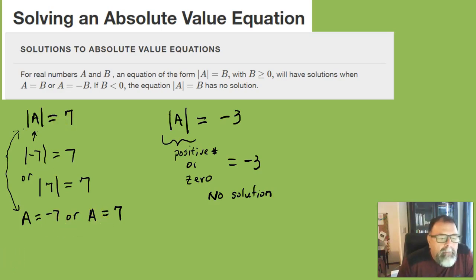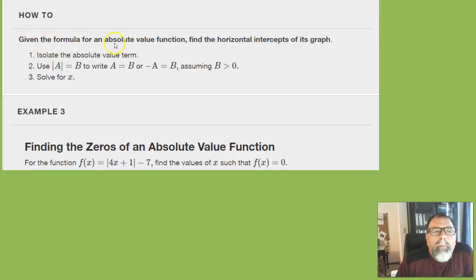Right? How to, given the formula for an absolute value function, find the horizontal intercepts of its graph. So you're going to isolate the absolute value term, so get the absolute value part all by itself, and then use the idea that if the absolute value of a is equal to b, then you're going to convert it to this compound statement, a is equal to b, or -a is equal to b, assuming b is greater than or equal to 0.